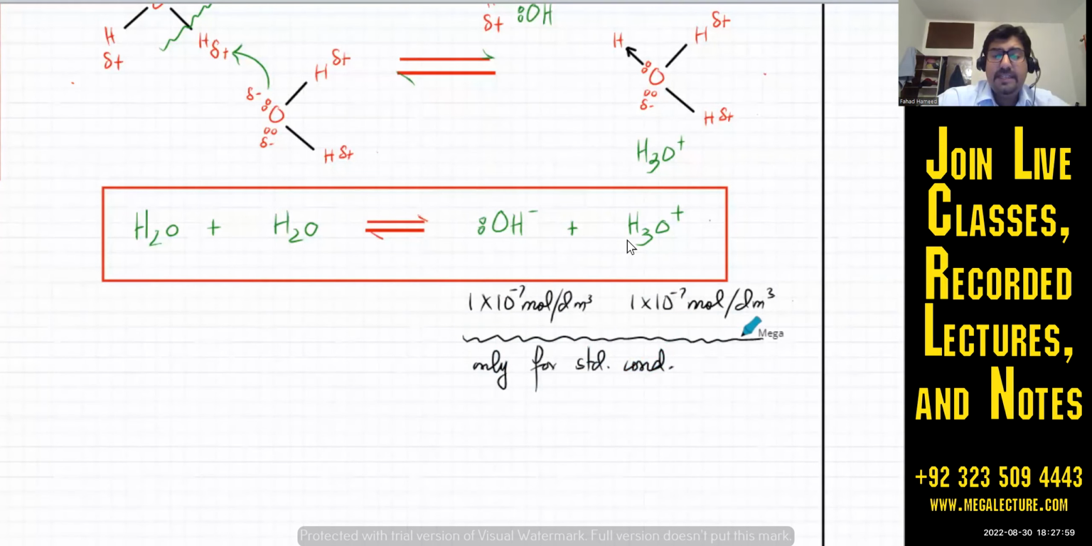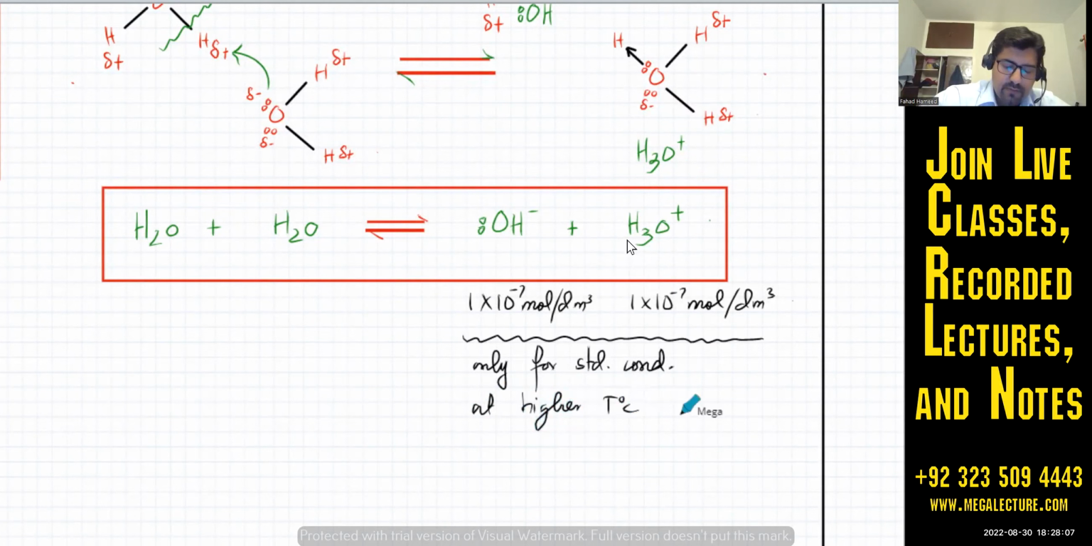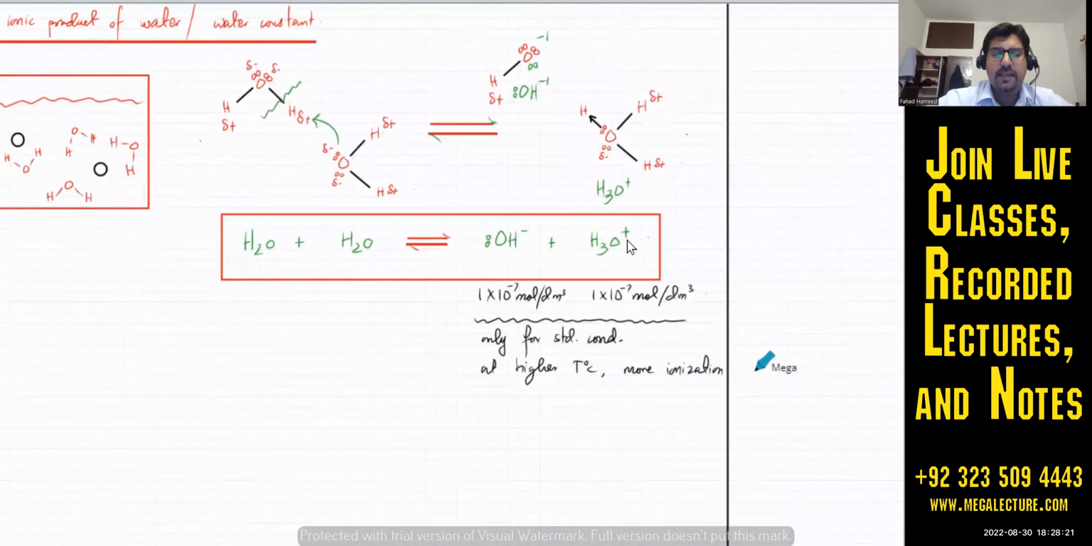So the reaction speeds up if you heat at higher temperatures; there's more ionization. So the concentration is expected to be higher at higher temperatures. Now there's an equivalent reaction for this as well. And that reaction is, okay, this H3O plus, this is known as the hydronium ion.